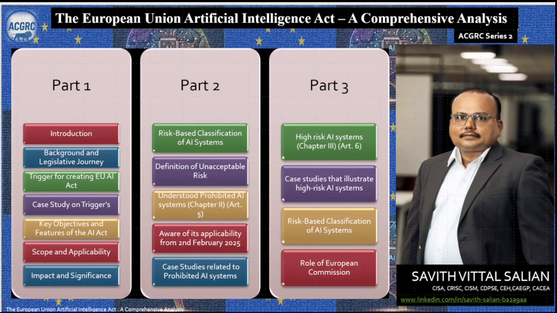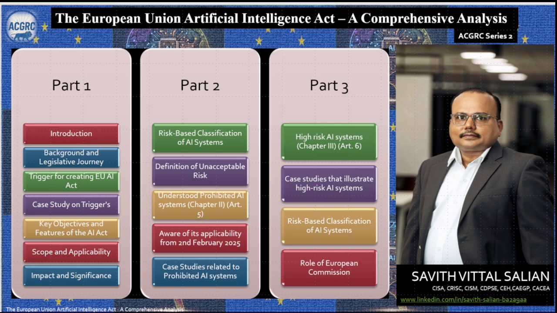So now we are concluding part 3 of the EU AI Act. We have covered introduction, background and legislative journey, triggers for creating the EU AI Act, case studies on the triggers, key objectives and features of the AI Act, scope and applicability, impact and significance. We have covered risk-based classification of AI systems and the definition of unacceptable risk. We understood the prohibited AI systems, what it means at chapter 2, article 5. We are now aware of its applicability from 2nd February 2025. We have looked at case studies related to prohibited AI systems in part 2.